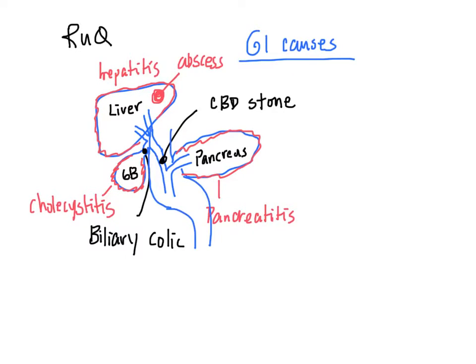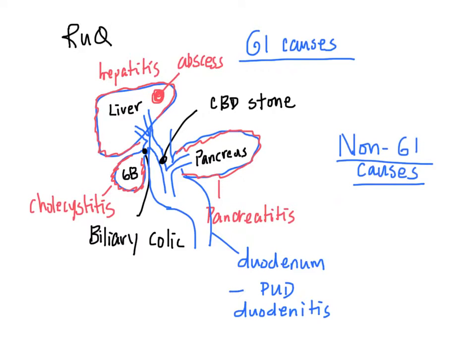Since the duodenum also passes through this area, conditions such as duodenitis and peptic ulcer disease can also give patients pain there. What about non-GI causes? Right on top of the right upper quadrant is the diaphragm and the lungs. Therefore, conditions such as pneumonia and pleural effusion can give patients pain in the right upper quadrant.